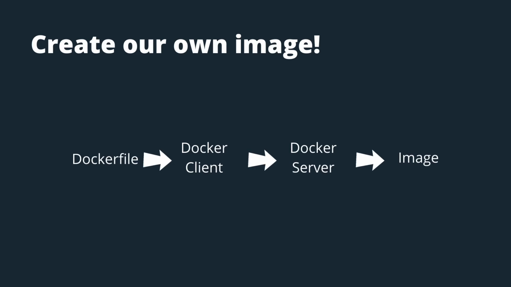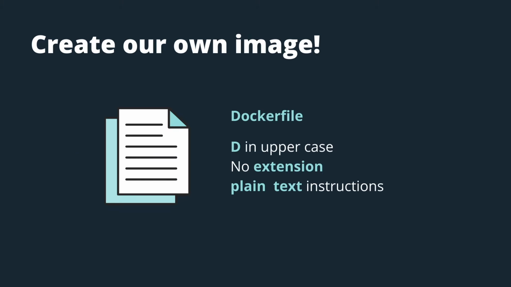We are going to create a Dockerfile, then the Dockerfile is provided to the Docker client. The client will pass it off to the server and the Docker server will get it converted into a usable image. Dockerfile is a simple text file with instructions that is used to create an image.